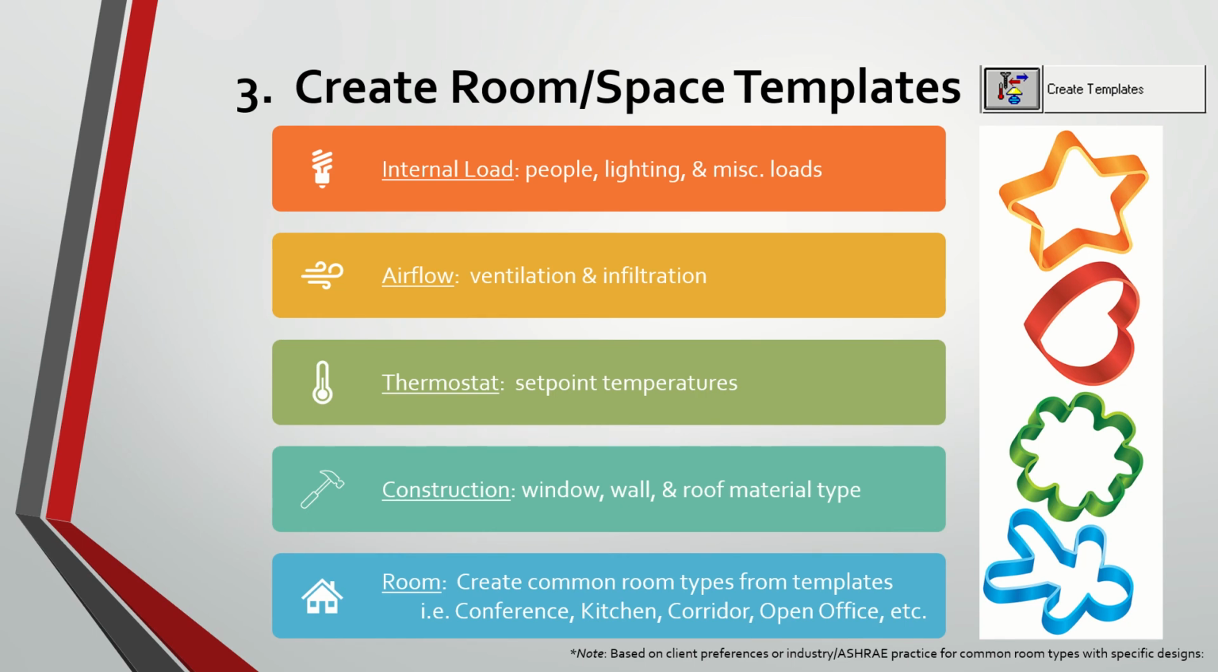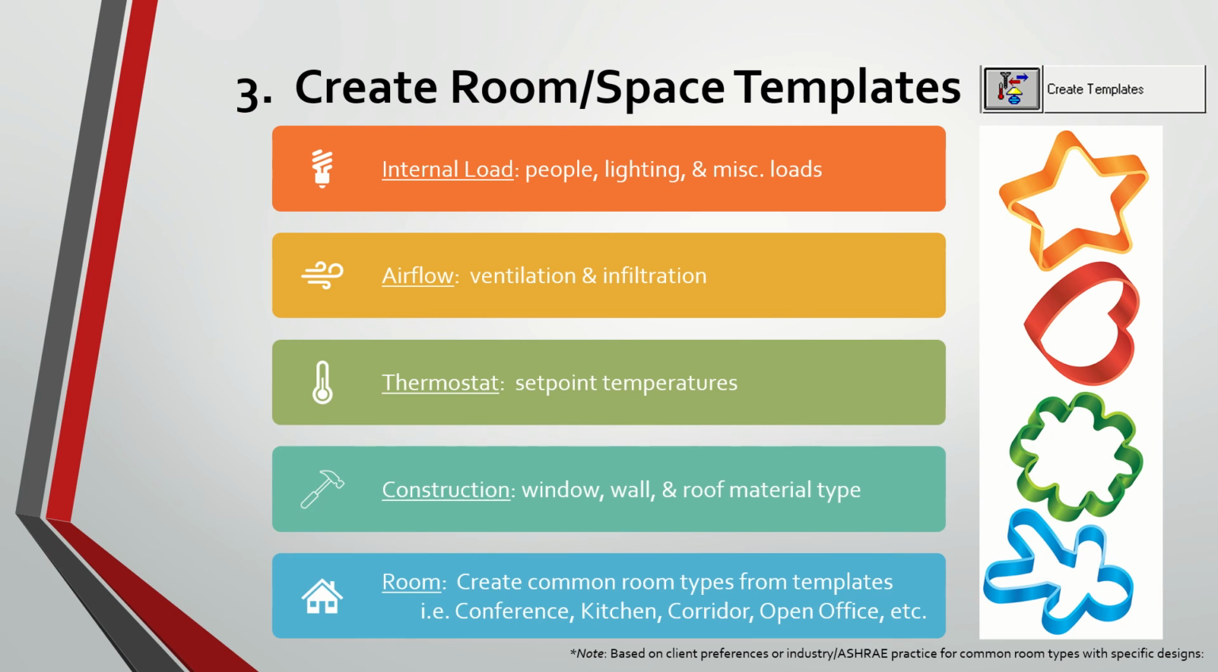Third step, create room or space templates. So templates in Trace are basically cookie cutter designs. They are patterns used throughout the building that you can set up front and apply to various rooms and zones. Templates are divided into 5 categories, which are shown here. The internal loads, where you can insert loads from people, lighting, and equipment. Your airflow, which you can stipulate how much ventilation is needed for a specific room type. Your thermostat, which you can set specific set point temperatures for a space. Construction, where you can itemize the thermal properties of windows and walls that will be installed. And the biggest cookie cutter, which is room type, where you can use the combination of all the templates listed above to make a bigger template for a specific room type, say a kitchen or a lab.